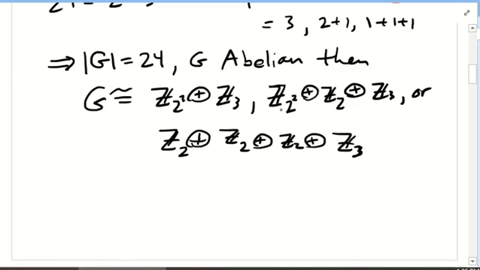Here, for example, this is Z mod 4. Z mod 4 plus, or external direct product, Z mod 3 is isomorphic to Z mod 12, since 4 and 3 are relatively prime. But if you want to be systematic about it, just write down all the factors of the group corresponding to the prime factors of the order of the group, and then you won't make a mistake.